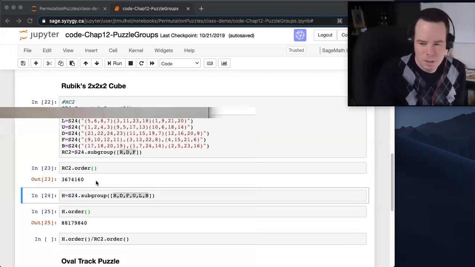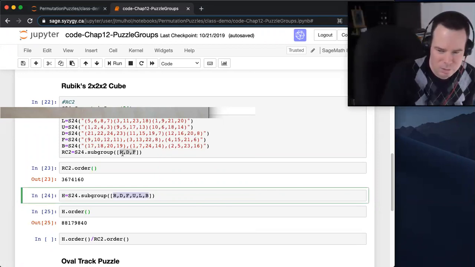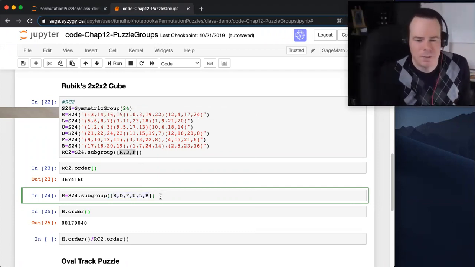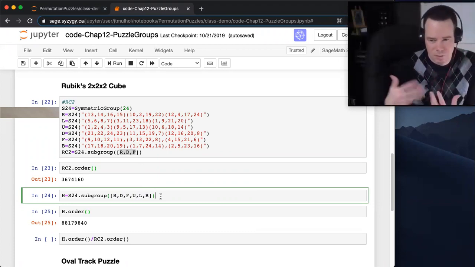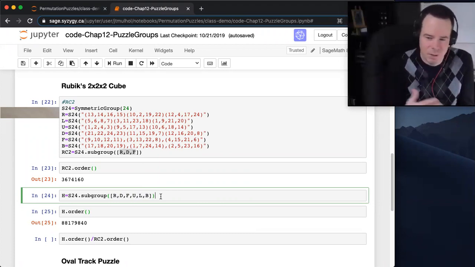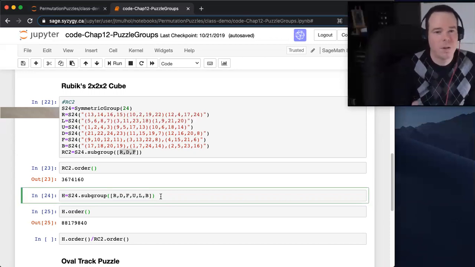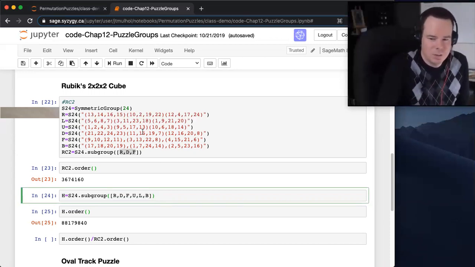So we don't need to include the opposites of R, D, and F because we're getting redundancies. Okay, you might say, well, that doesn't make any sense though, because if R is the same as L, then Sage should detect that and not count that as a different element. Well, the thing is that Sage is treating R and L as different in a way that's not what we would do.